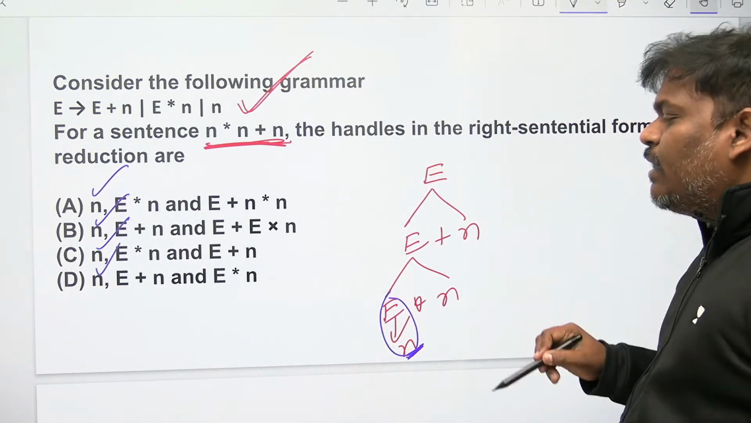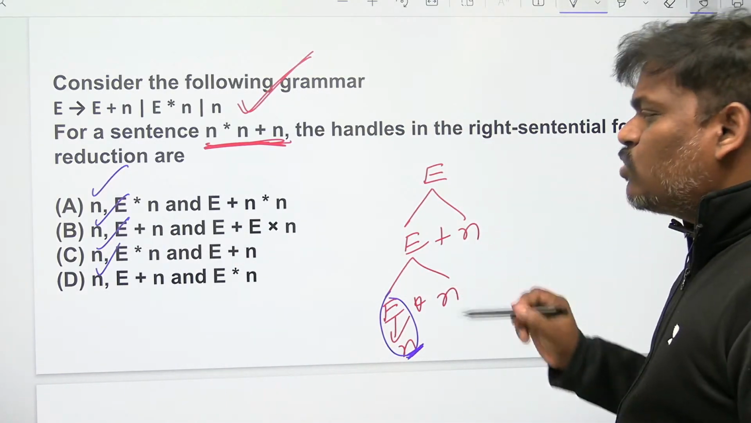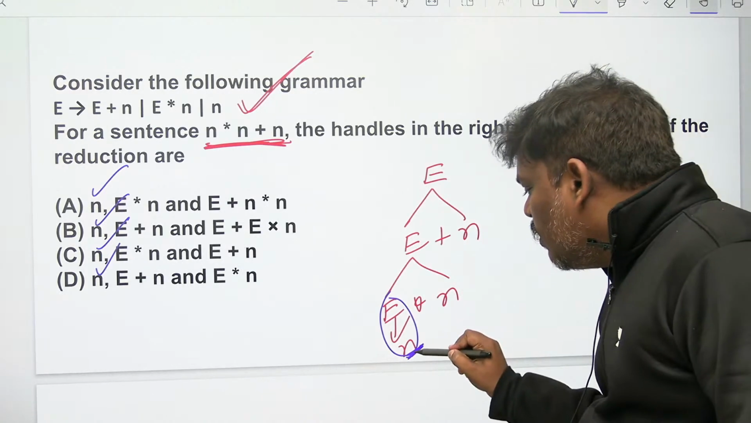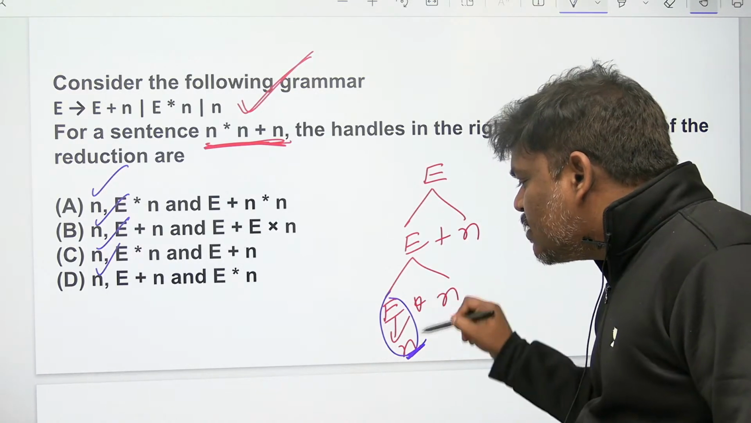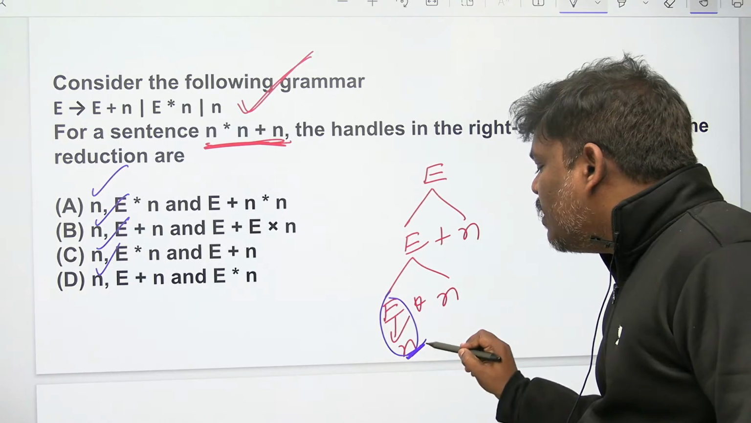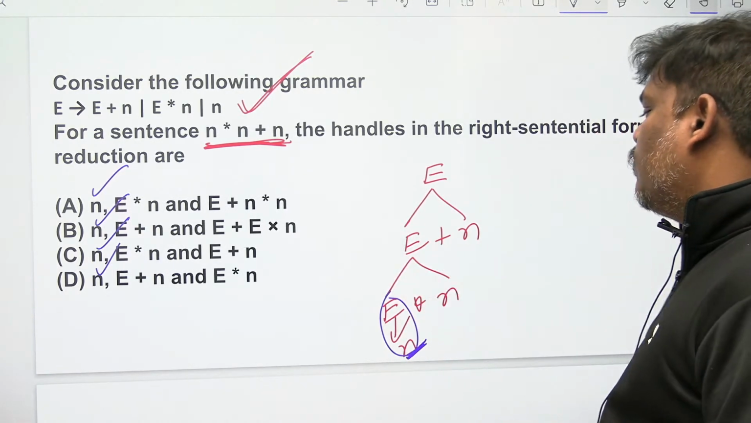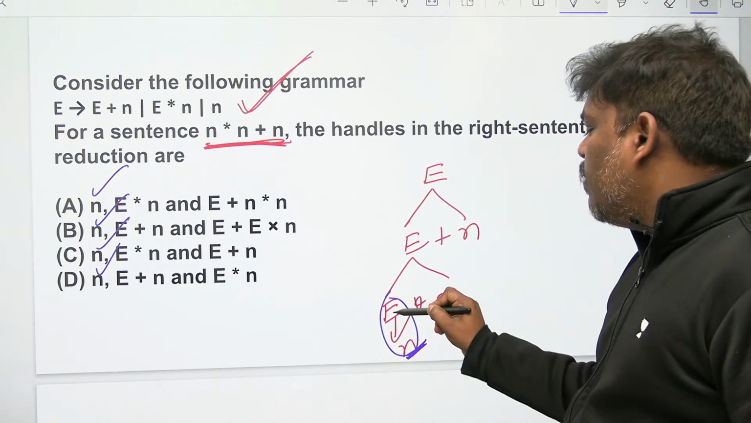Remember, first draw the tree. In the tree, go to the leftmost place. Yes, you went. So N replaced by E, this is called reduction. This N is called the handle. This is the first handle. So N replaced by E, that is fine.